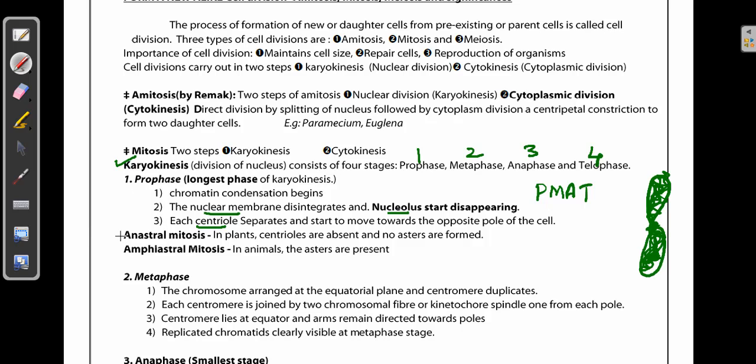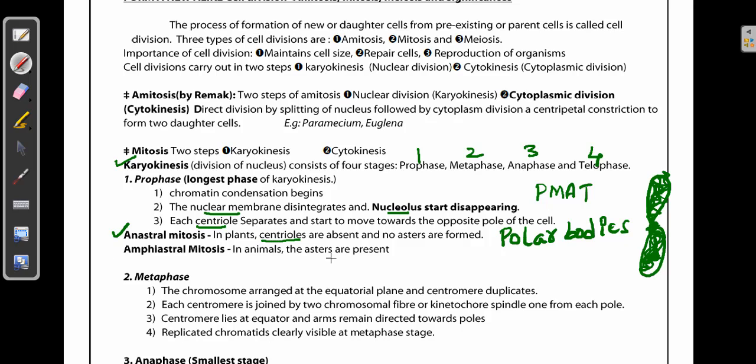Based on the shape they form for the attachment of the centromeres, we can divide the cell divisions as anastral mitosis and astral mitosis. The anastral mitosis is generally seen in the case of plants because the centrioles are absent in them. Instead of the centrioles, the plants will have something called polar bodies. The polar bodies are going to carry out the function of cell division. And next is called astral mitosis.